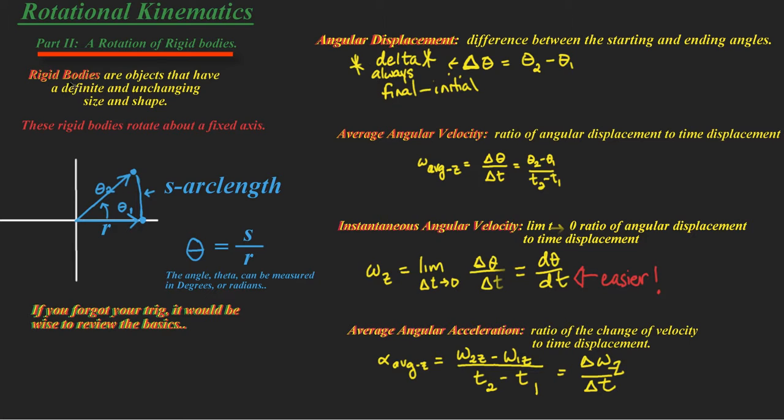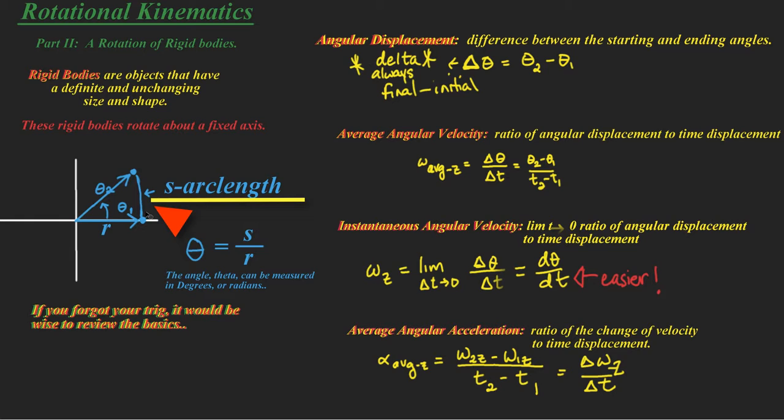So what is a rigid body? A rigid body is any object that has a definite and unchanging size and shape. All right? And what happens is they usually rotate about a fixed axis, creating some angles. And whenever there's a distance traveled, that distance, that curvature right there, is called the arc length.